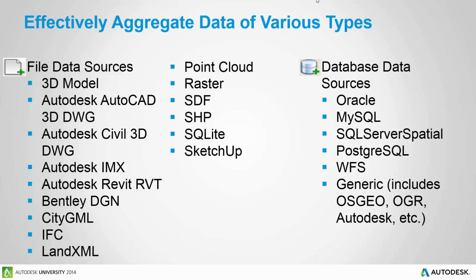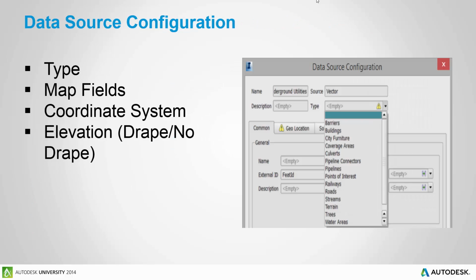There are 2 types of sources that you can bring in. You can bring in file data sources, such as IMX files, Civil 3D drawings, raster files, or you can bring in database files, such as from Oracle databases or SQL servers or any of those. Once you bring the data in, though, you're not going to see it until you actually configure it, because it needs to know what type of data it is. So you'll actually configure the data and then choose the type of information that it comes from.